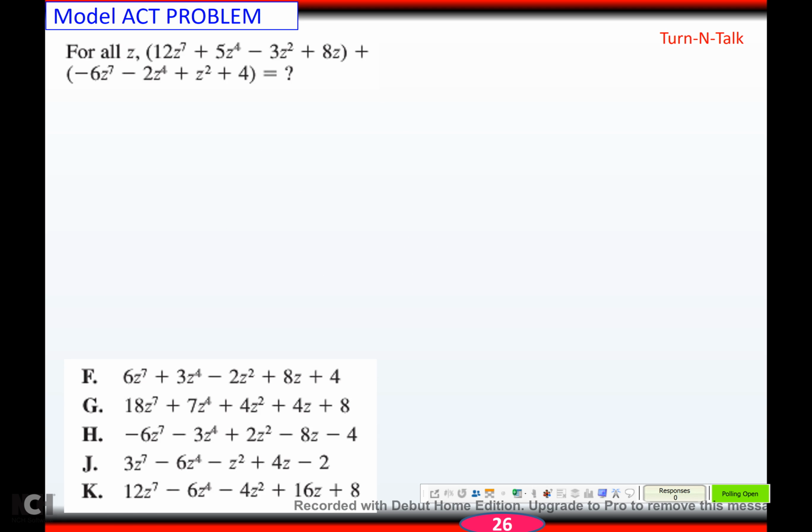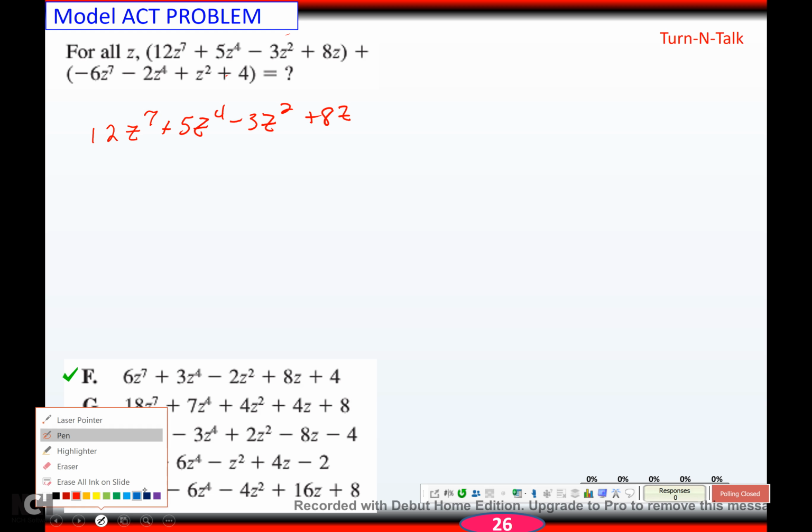Try this one. Hit pause. Come back when you're ready. Alright, they're telling us to add these two polynomials. So I have 12z to the 7th plus 5z to the 4th minus 3z squared plus 8z.